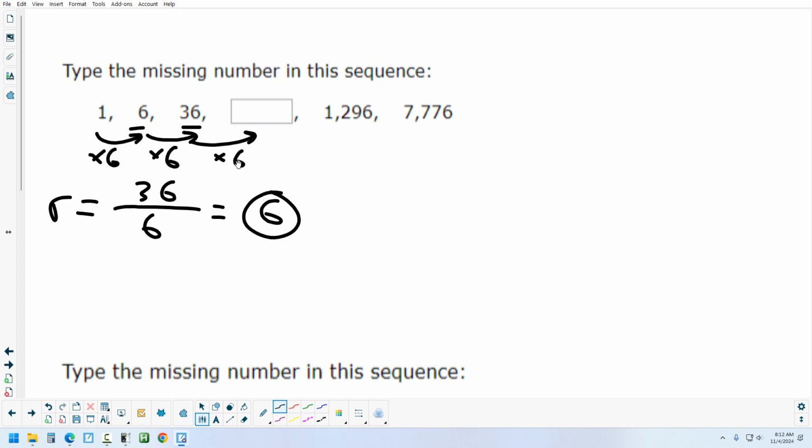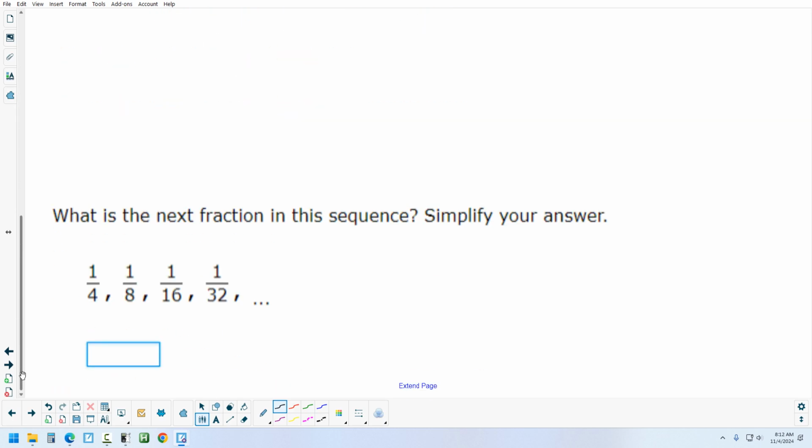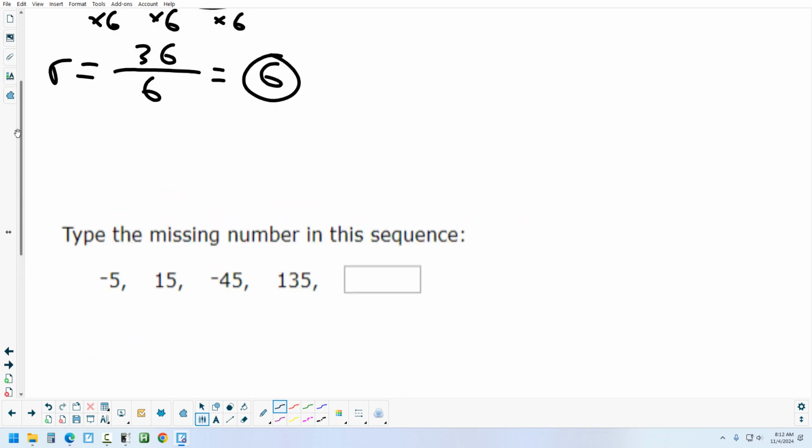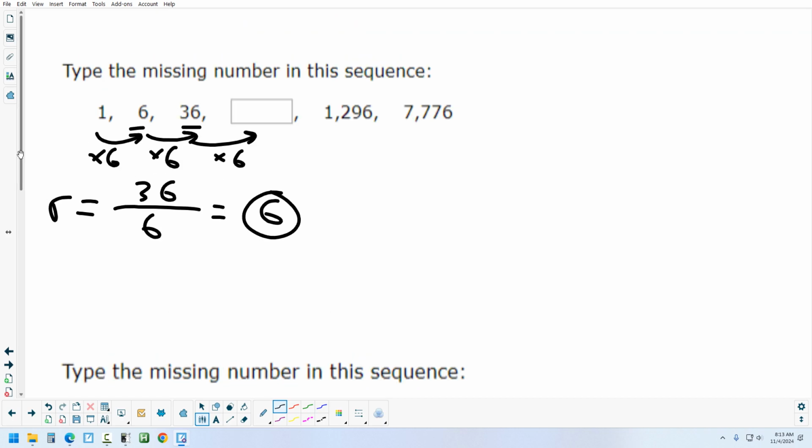Now, you might have been able to see that because there's no fractions, but once we start getting into fractions, it can be a little harder to see what you're doing. But if you do it the way I'm showing you right now, it doesn't matter if it's fractions or not fractions. This method will help you figure it out all the time. Okay, so the pattern is times 6 each time.